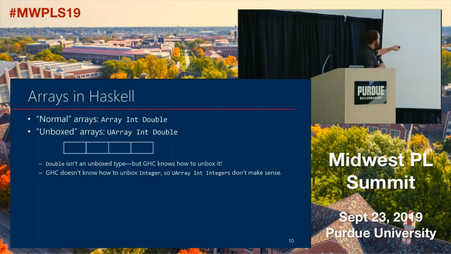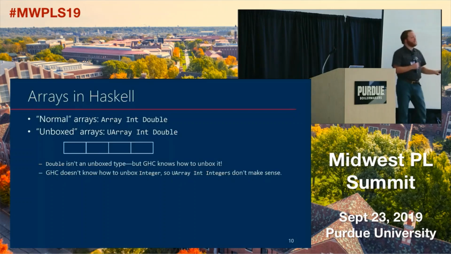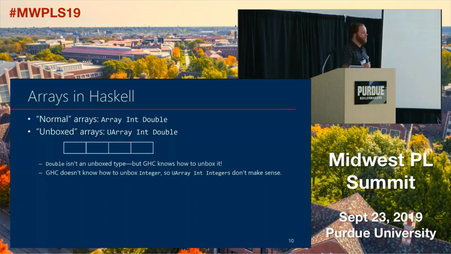So because GHC knows how to unbox doubles, we can build this thing. But GHC doesn't know how to unbox integers, or say Int -> Int functions, or lists of Int. And in a lot of cases, unboxing those things would be meaningless. So a type like UArray Int Integer, where this is something that GHC doesn't know how to unbox, doesn't make sense, right? It's a nonsense type. It's a description of something that the compiler can't do, okay?